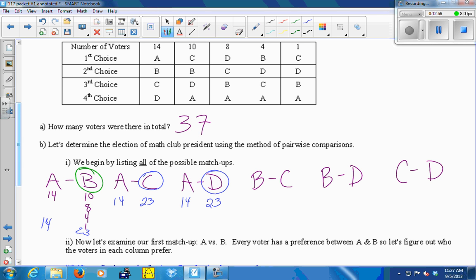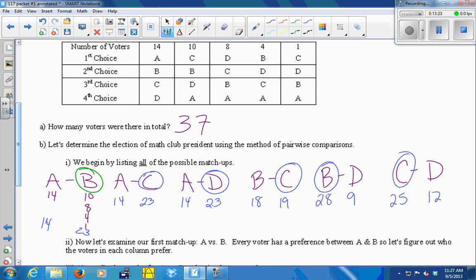All right, what did we come up with for B versus C? 18, 19. Quick check, add them together, you get 37. Okay, we did it right. That means C is the winner. How about B versus D? Say that again. 28 to 9. Okay, good. 28 and 9 is 37, so B gets that matchup. 25 to 12, C wins that matchup.